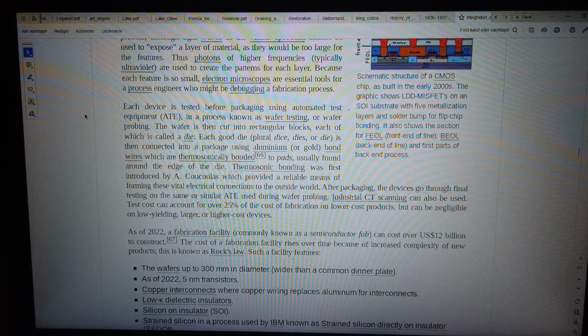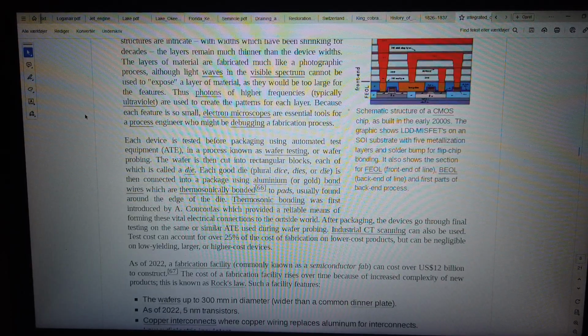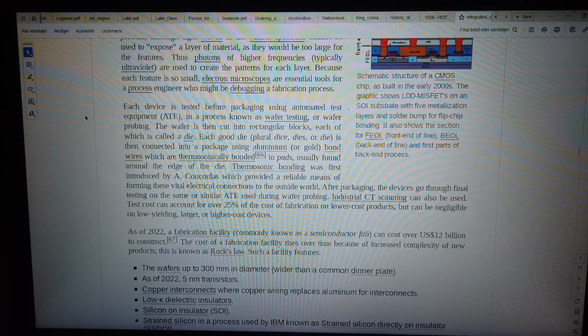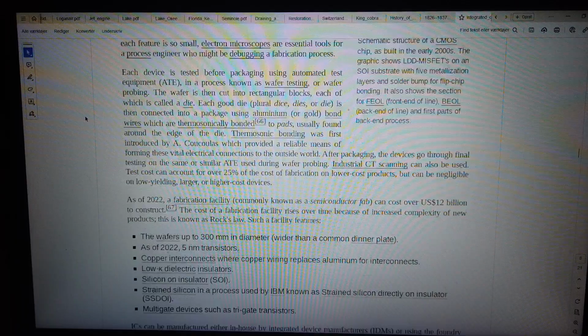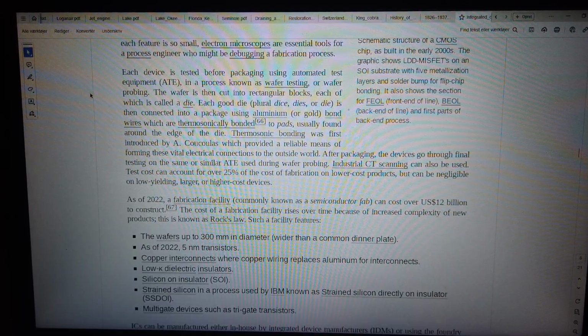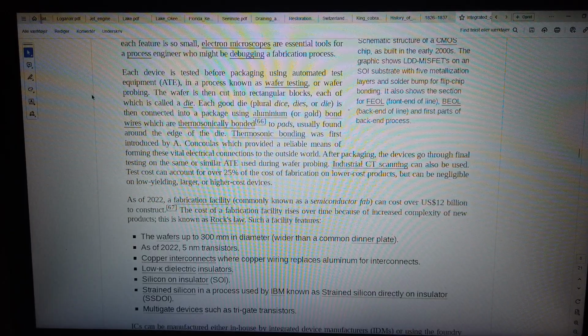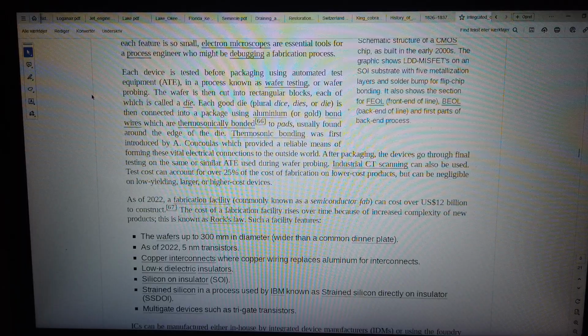Because each feature is so small, electron microscopes are essential tools for a process engineer who might be debugging a fabrication process. Each device is tested before packaging using automated test equipment, in a process known as wafer testing, or wafer probing. The wafer is then cut into rectangular blocks, each of which is called a die.